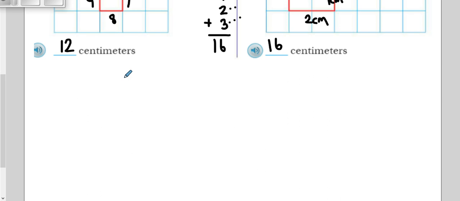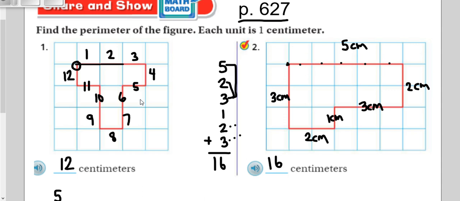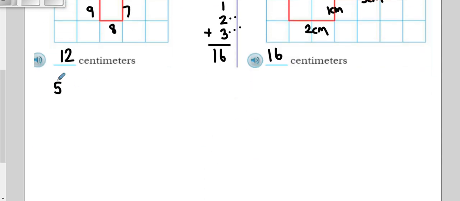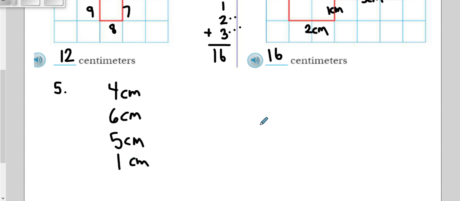So what should we do in a case like number 5, where we don't have a shape, we don't have anything like this, all we have is words, and it says a figure with 4 sides that measures 4 centimeters and 6 centimeters and 5 centimeters and 1 centimeter. And we're thinking, oh my goodness, what does this shape look like? What's it supposed to be? Well, really, it doesn't matter.